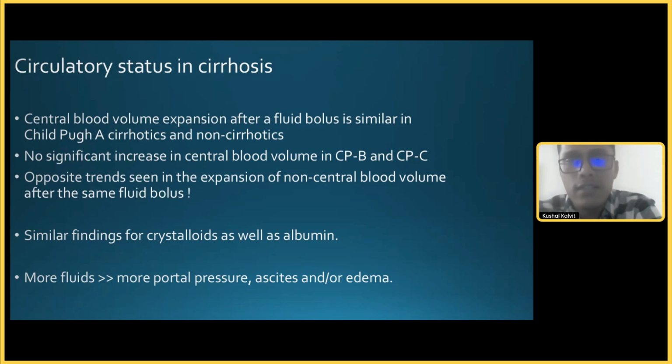So what it tells us is that if you have a patient falling in the CPA class, that patient will behave more or less just like the non-cirrhotic patient. However, if you have a patient who falls under the CPB or CPC category, then more fluids are going to cause more increase in the portal pressure, increased ascites, increased peripheral edema, and increased complications of decompensated cirrhosis. So that is the most important point we need to keep in mind.